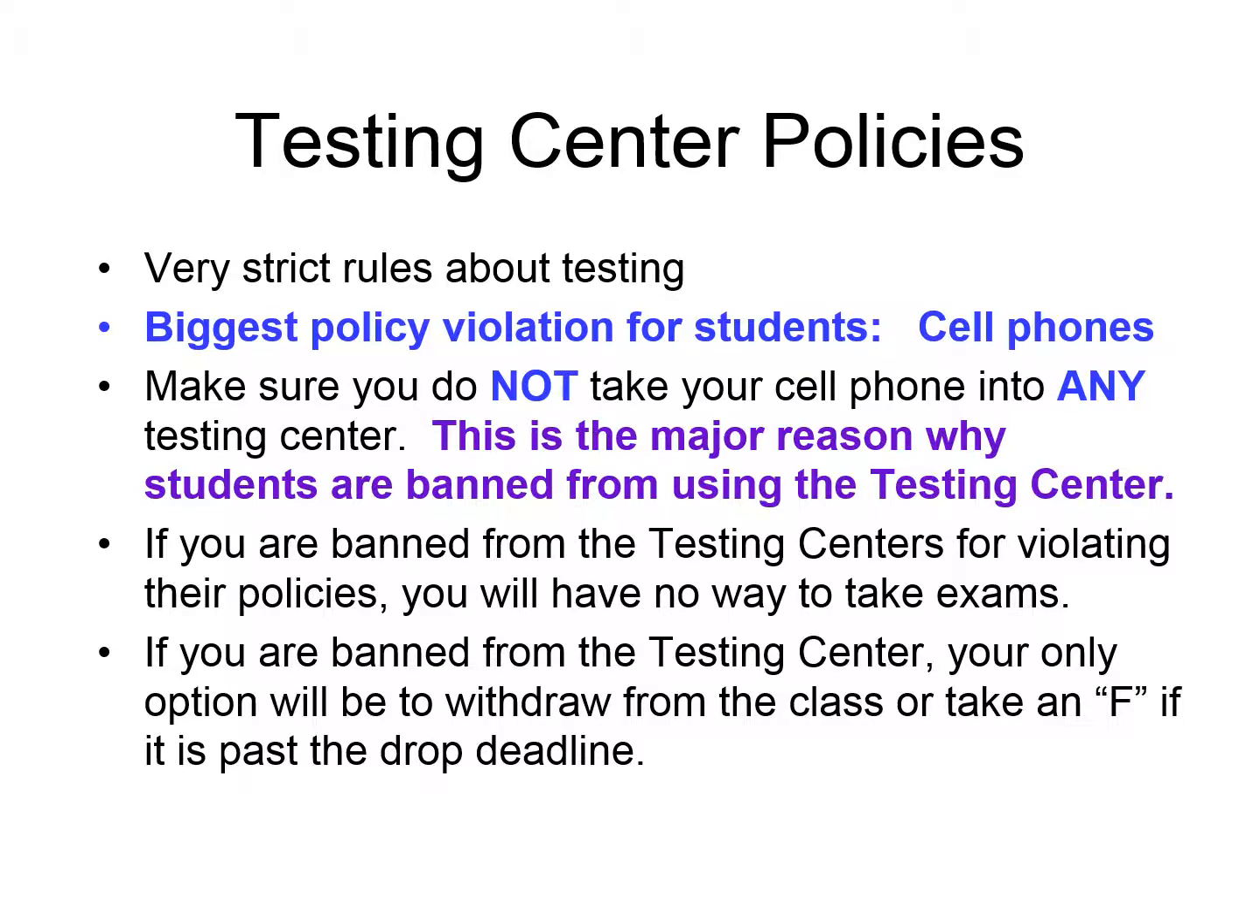And if you forget, even if you have it in your pocket and it's turned off and they find you with a cell phone, this is considered to be academic dishonesty, and you will be banned from using the testing center for the rest of the semester. And in a distance learning class, that's a real problem because that's the only way that you can take your exams. If you are banned from the testing center, your only options will be to either drop the class or take an F if it's past the drop deadline. So be sure that you either put your cell phone into a locker or leave it at home or leave it in your car when you go to take an exam.